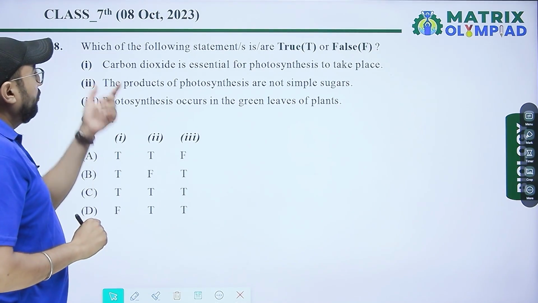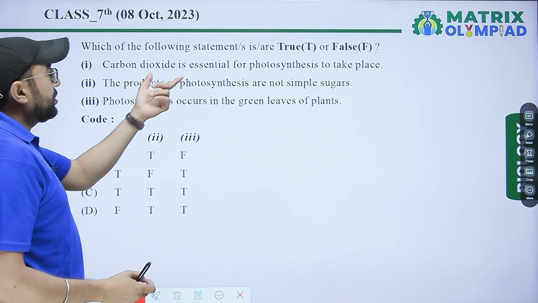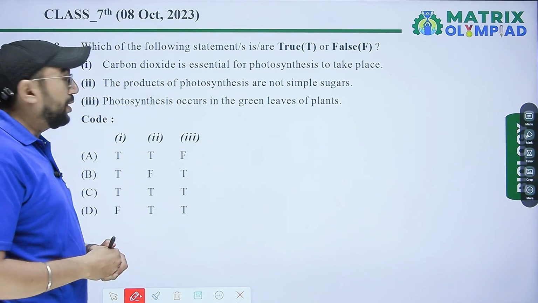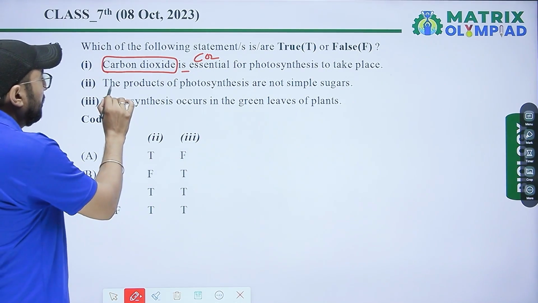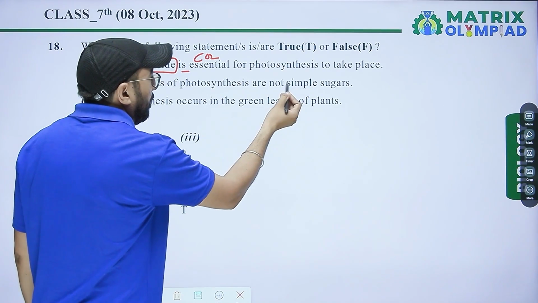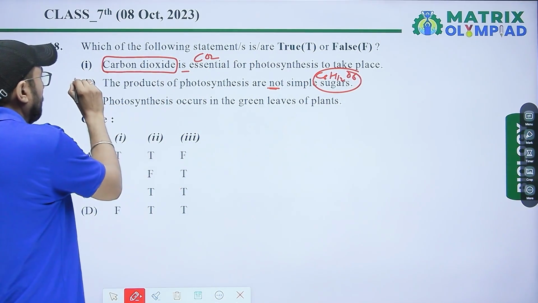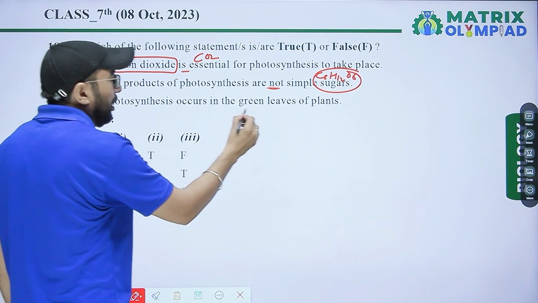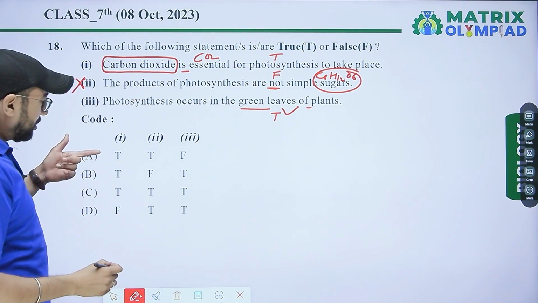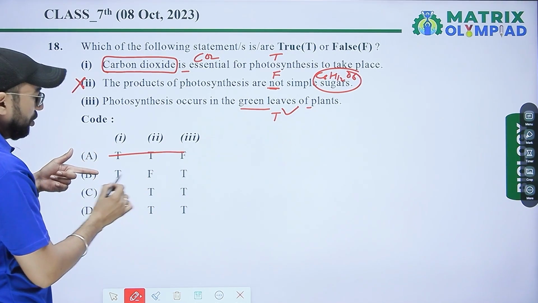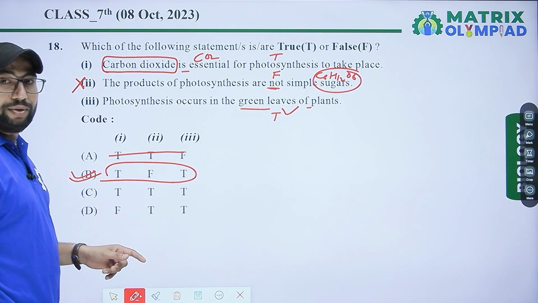Next, which of the following statements are true or false? Option first, carbon dioxide is essential for photosynthesis to take place. Right, absolutely right. CO2 is necessary for photosynthesis. Next option, the product of photosynthesis is not simple sugar. Not so, simple sugar C6H12O6 is formed in this process. So that is wrong. Photosynthesis occurs in the green leaves of plants. That is right. So, according to the question, true, false, true. Option B is the right option. Next question.